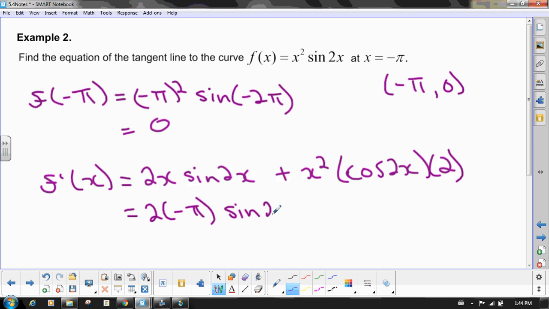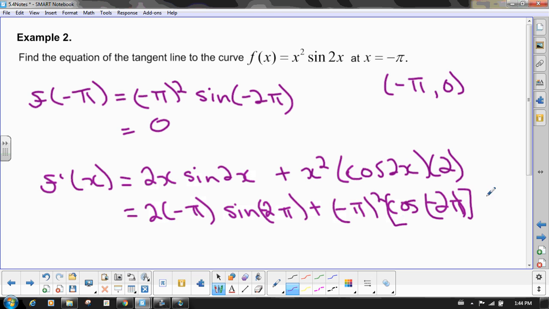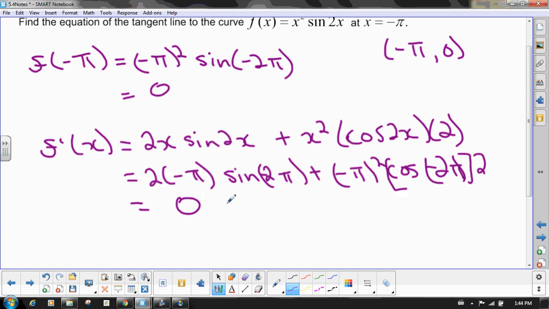Sine, plus negative pi squared cos of negative 2 pi times 2. So this whole part right here is 0, since the sine of negative 2 pi is 0. So then it's going to be plus 2 pi squared, and the cos of negative 2 pi is 1, so it's just 2 pi squared.